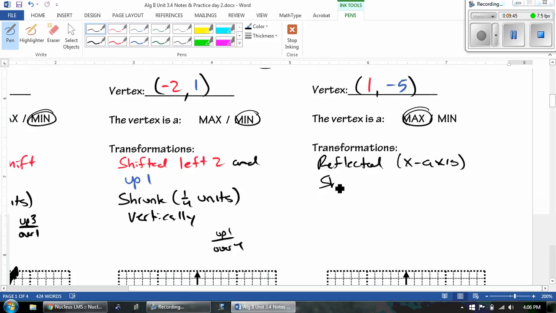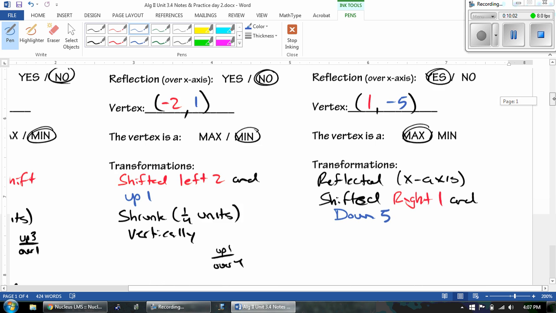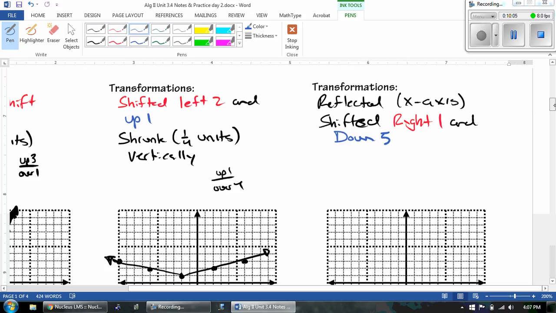Now let's talk about our shifts. Okay, this graph is shifted right 1, and it's going to be shifted down 5. All right, now let's look at that -2. That 2 is telling me that it's going to be stretched. It's going to be more narrow. So it's going to be stretched 2 units vertically.